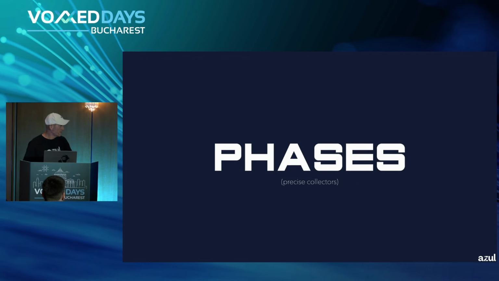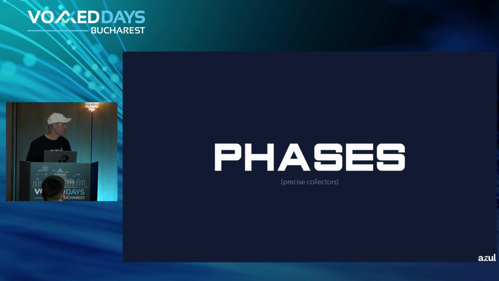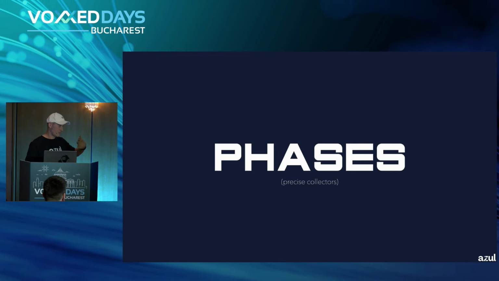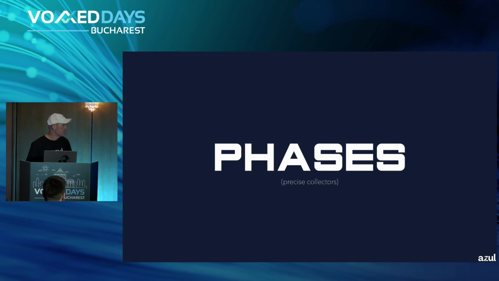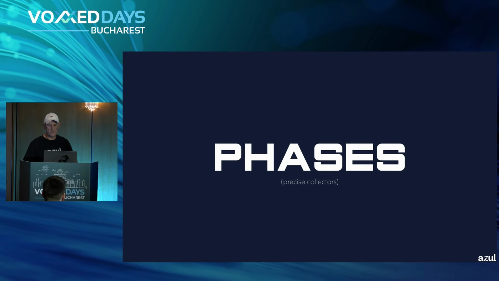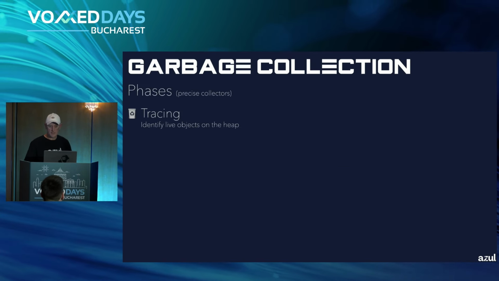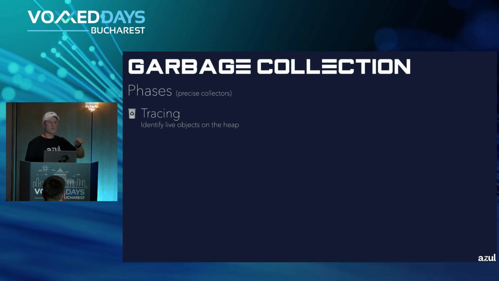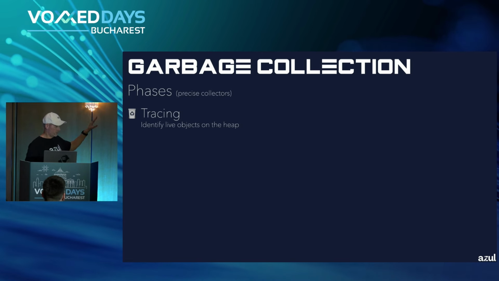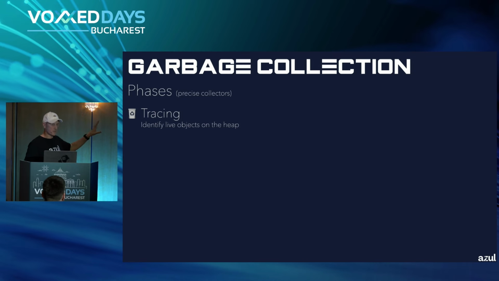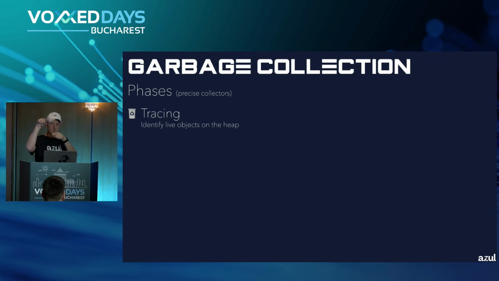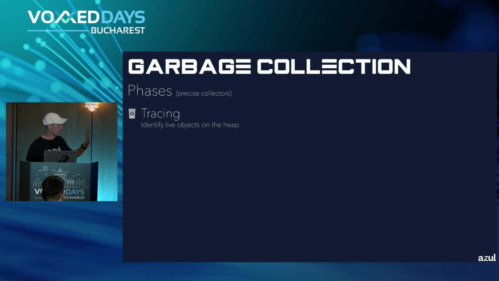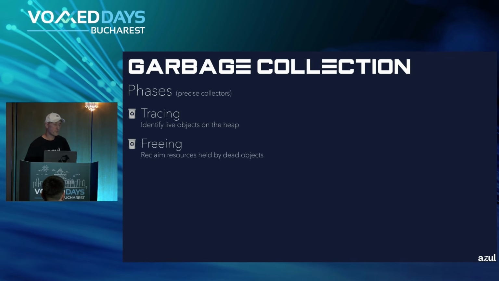So to give you a little bit more insight, if we talk about precise collectors, and just take it as given that in the JVM all collectors are precise, then we have different phases, right? The first phase is tracing. That means we have to identify all the live objects that are in the heap. So that means following from the stack frames, the roots, into the heap, all the references to find all the objects that we can reach and then mark them as live, right? This is tracing.